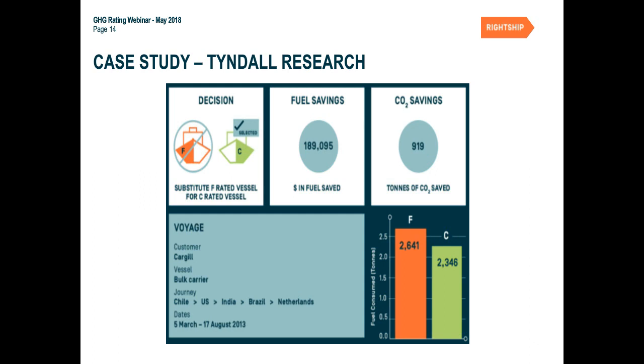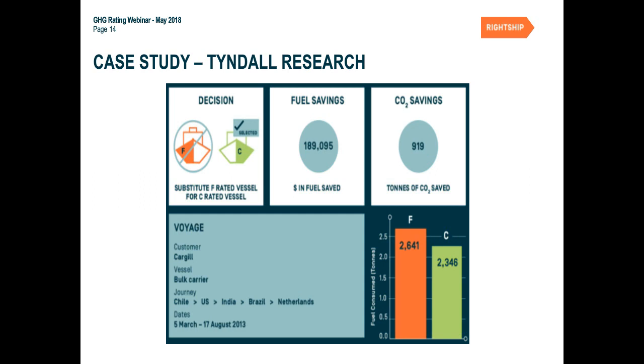An independent study was undertaken by the TYNDALL Centre for Climate Change Research, who were co-authors of the IMO's third greenhouse gas study back in 2014. In 2013, the TYNDALL Centre analysed 500 instances where charterers removed less efficient ships from their supply chain in favour of more efficient ships.